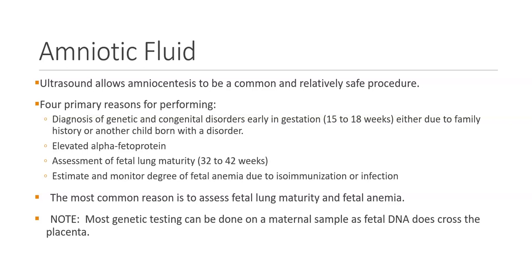Assessment of fetal lung maturity, about 32 to 42 weeks, to determine if it's safe to deliver this child. Estimate and monitor the degree of fetal anemia due to isoimmunization or infection, which we'll talk about later. The most common reasons are to assess fetal lung maturity and fetal anemia.